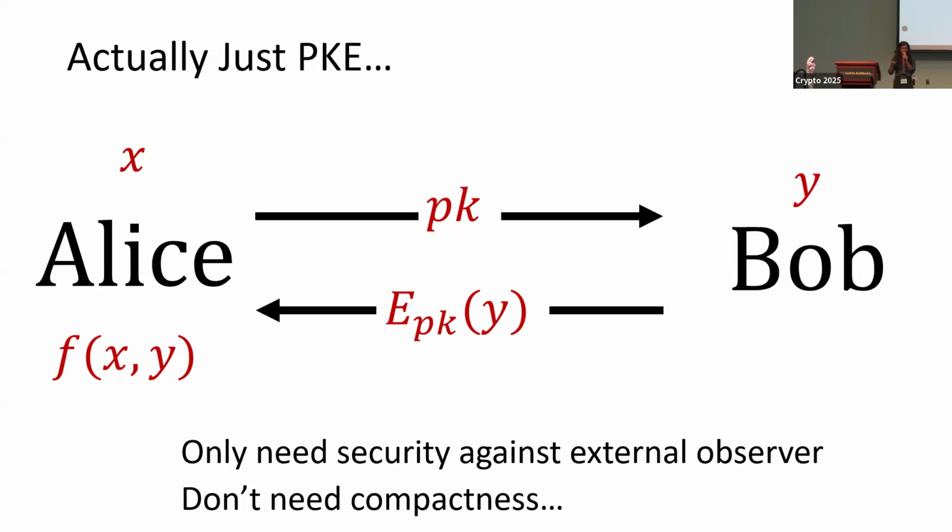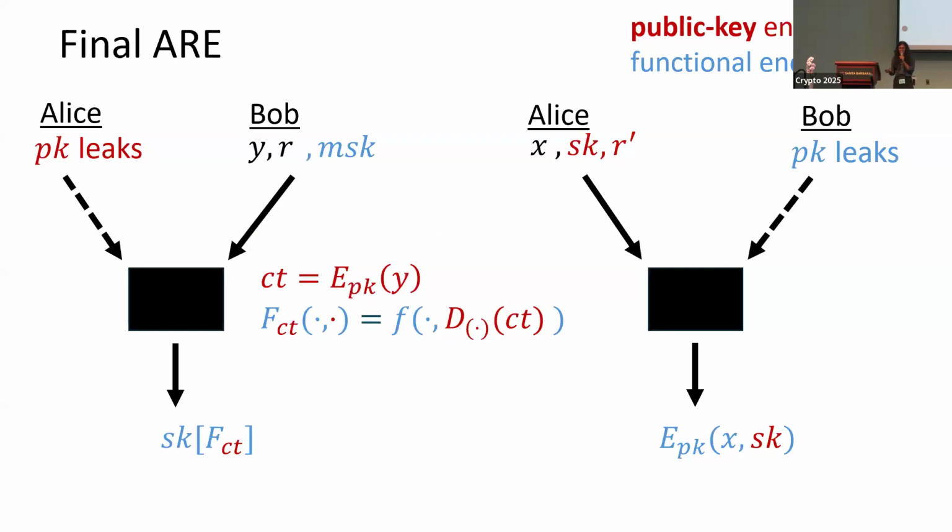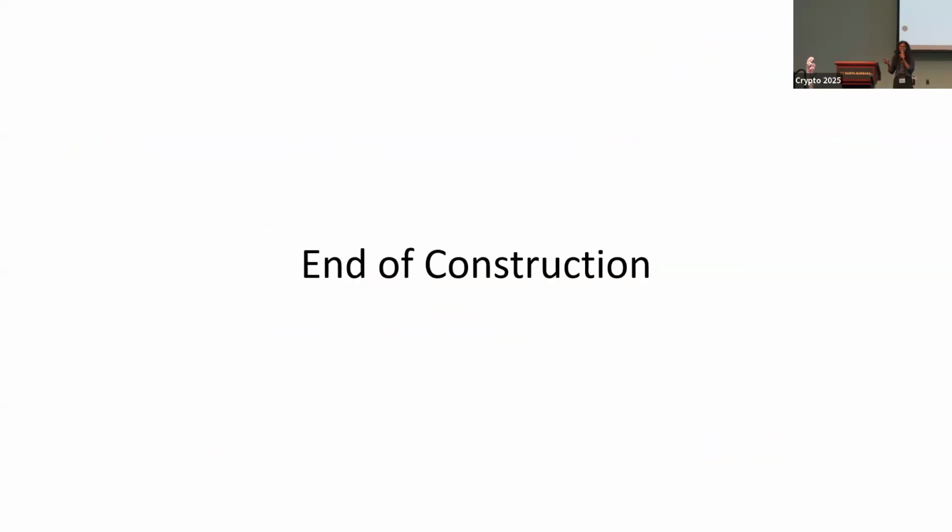So now this gives us our final ARE, where we replace the encryption of X with Alice's public key. We replace the computation of CT prime with the computation of encrypting Y, and then we replace the capital F function. Before we were decrypting the FHE encryption, but now we're decrypting the public key encryption and computing f of xy. So that concludes our construction.